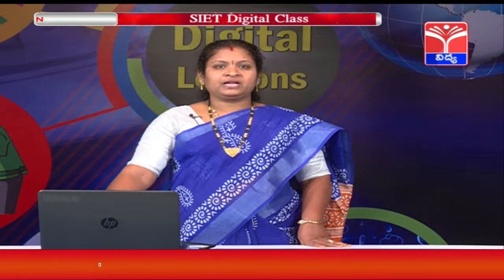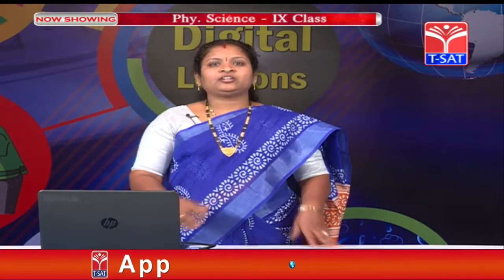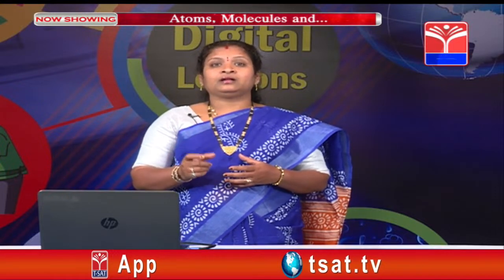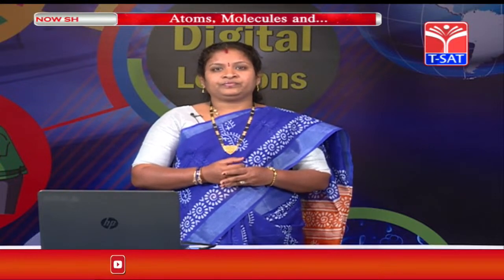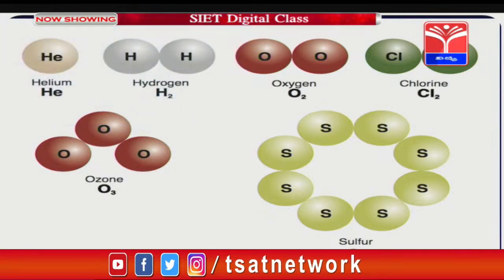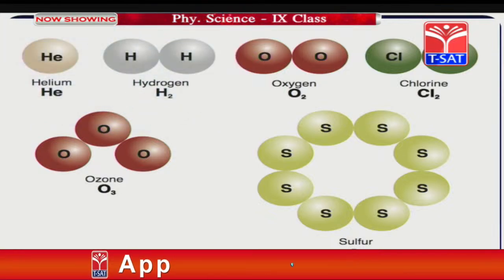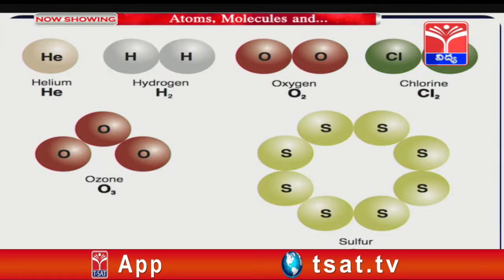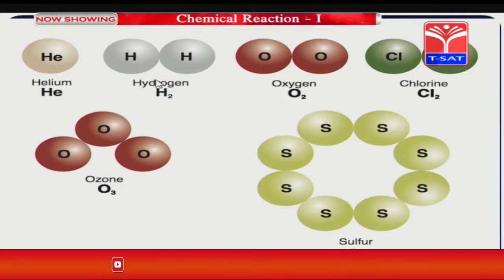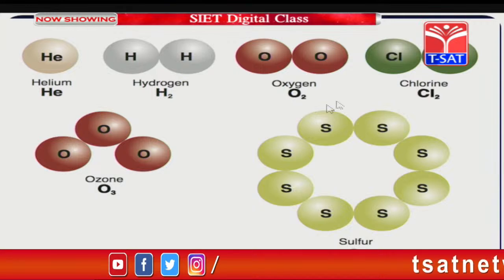Coming to the next topic, atomicity. Atomicity indicates the number of atoms present in the molecules. For example, the number of atoms present in oxygen we have seen is 2. So, atomicity of oxygen is 2. He, helium we have seen, it is made up of 1 atom of helium. H2 we have seen, it is made up of 2 atoms of hydrogen. So, atomicity of hydrogen is 2. Atomicity of oxygen is 2.